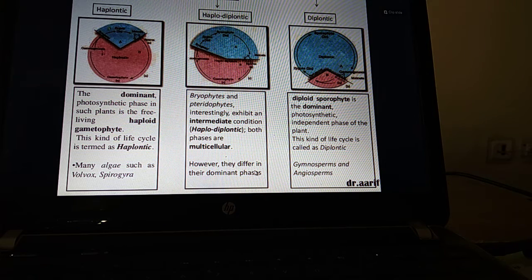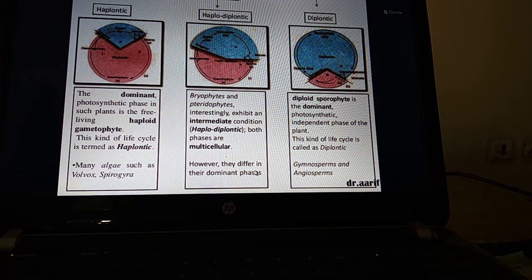So we have studied different plant groups and we have seen that in these plant groups both haploid and diploid type of plant bodies are there. In plants, both haploid and diploid cells can divide by mitosis. Mitosis can occur in haploid as well as diploid cells, whereas meiosis occurs only in the diploid cells.